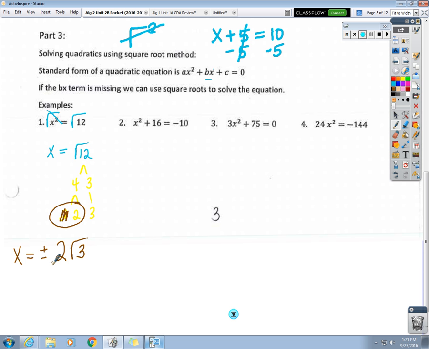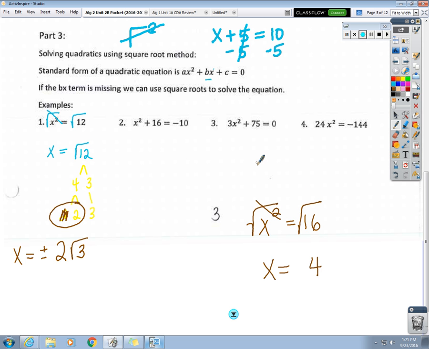Now, let me show you with an easier example why. You don't have to write this down, just watch. If you have x squared equals 16, and I'm trying to solve for this x, how do I get rid of that power of 2? Square root it. And then I square root this side. Okay? So x equals the square root of 16, which is 4.